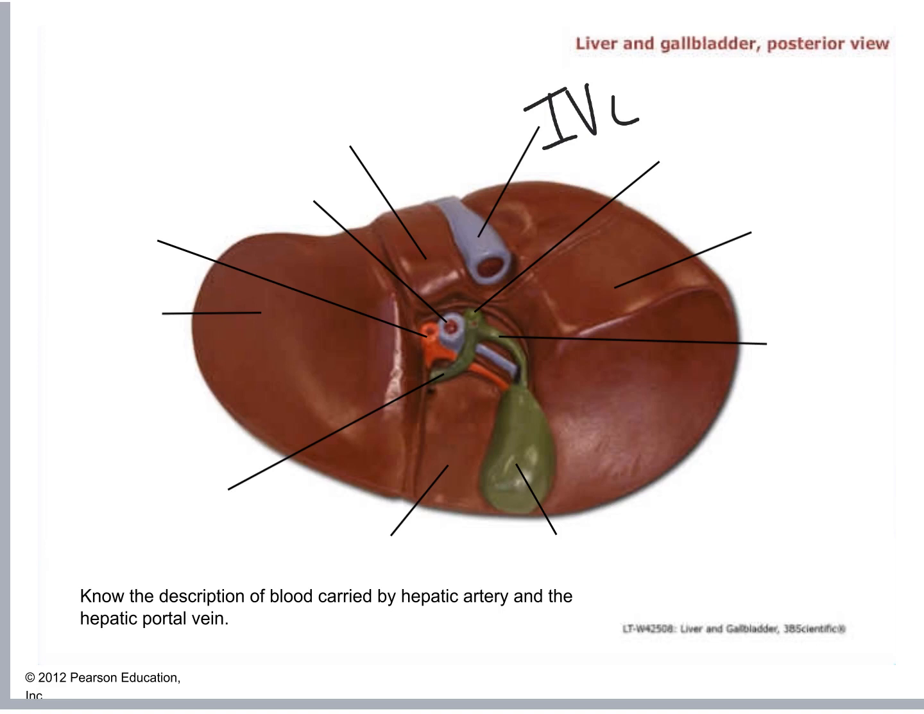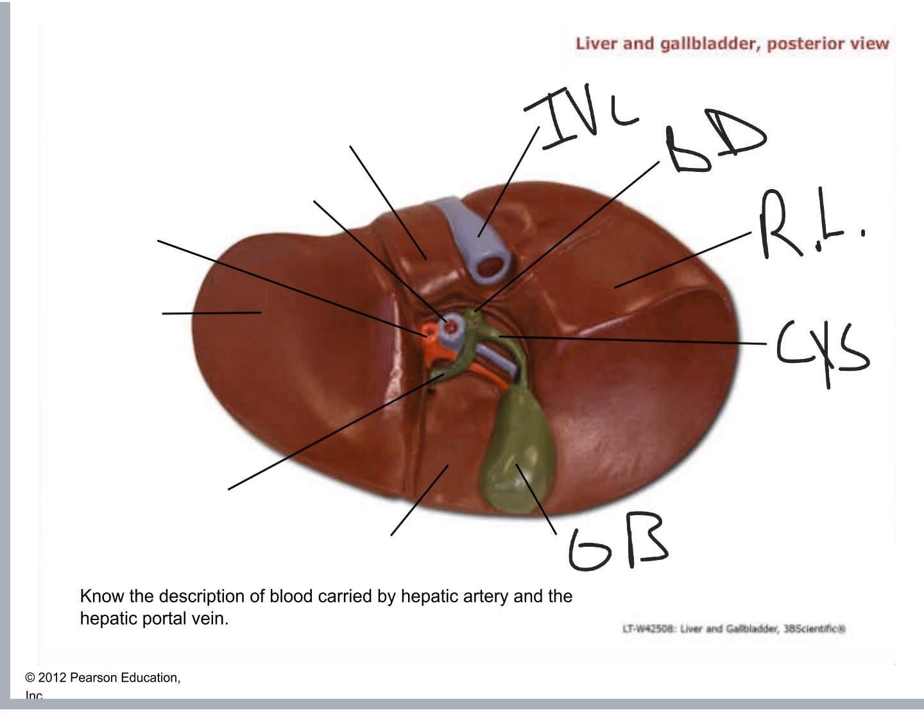This next line is pointing to this green vessel. That is pointing to the bile duct. It's also known as the common bile duct. Either way, bile duct or common bile duct. This next line is pointing to a lobe of the liver. It is the right lobe of the liver. This next line is pointing to a vessel that goes from the bile duct to the gallbladder. That is known as the cystic duct, C-Y-S-T-I-C duct. Then this next line is pointing to the gallbladder.